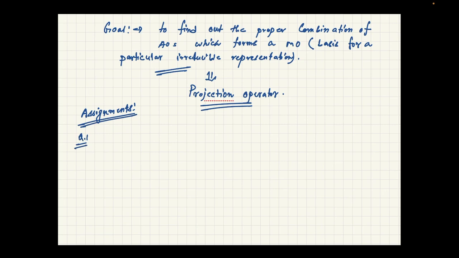Consider an ethylene molecule. Basically what will the projection operator do? Using the projection operator corresponding to a particular irreducible representation, we can find out the proper combination of atomic orbitals which can act as a basis corresponding to that irreducible representation. That is the job of the projection operator. So the first question says, consider an ethylene molecule.